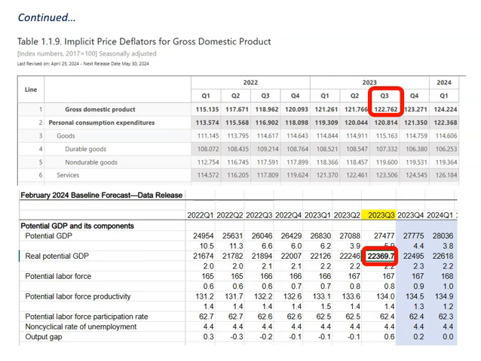Next, let's get the implicit price deflator for GDP for that same period. We see from the table that the price deflator value was 122.762 in that period. This is the second piece of information that we need. The third piece of information is real potential GDP, which is estimated by the CBO to be $22,369.7 billion. Now, let's pull these data together.